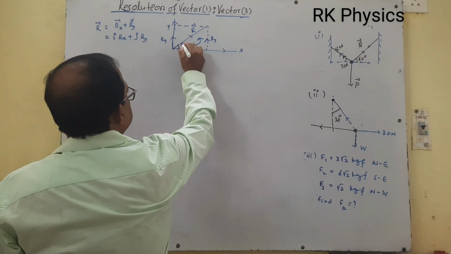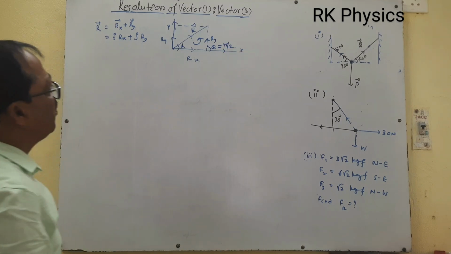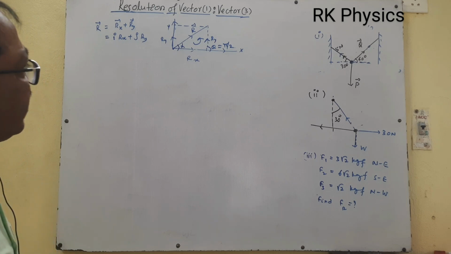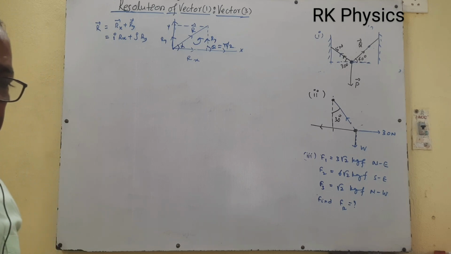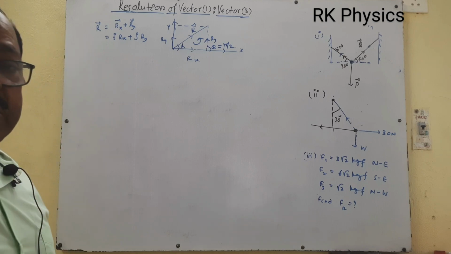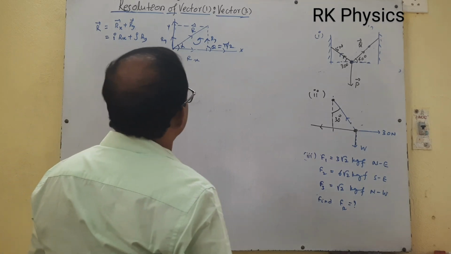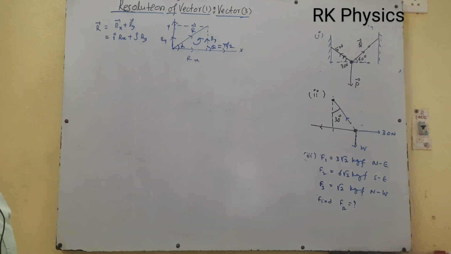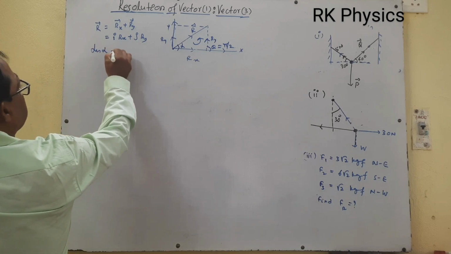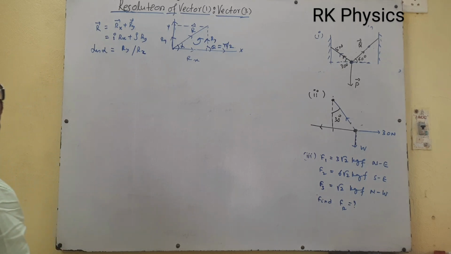If this angle is alpha, this angle is theta, this is always 90 because the resolution process permits us to take the angle between the two vectors as 90. That means you should split vector r into two rectangular components. Two vectors represent two sides of a rectangle. So therefore, tan alpha you can find out as y component divided by x component.